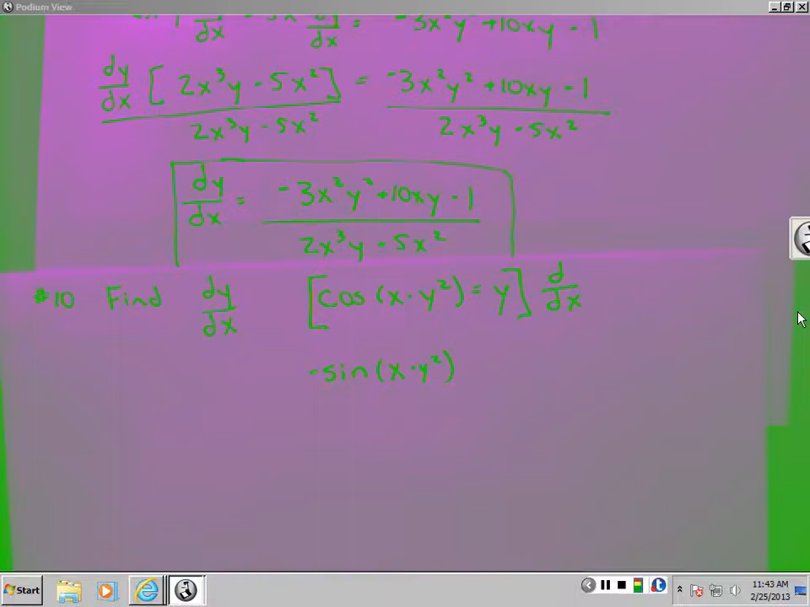Right? Derivative of the outside, evaluate it at the inside. You don't change the inside. Times the derivative of the inside. And this is where parentheses are very important. So what's the derivative of the inside?